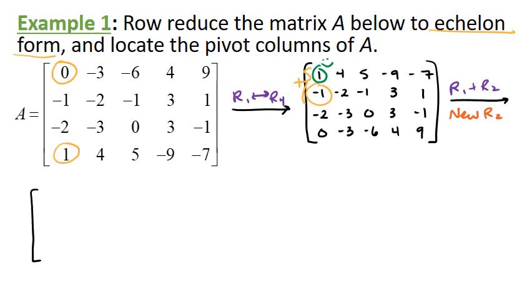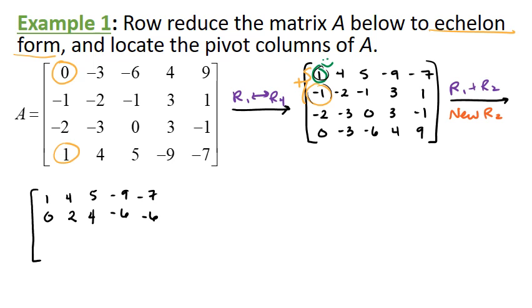So row 1 is going to stay the same. It will be 1, 4, 5, negative 9, negative 7. I will get a new row 2 by adding row 1 and row 2. 1 plus negative 1 is 0. 4 plus negative 2 is 2. 5 plus negative 1 is 4. Negative 9 plus 3 is negative 6. And negative 7 plus 1 is also negative 6.